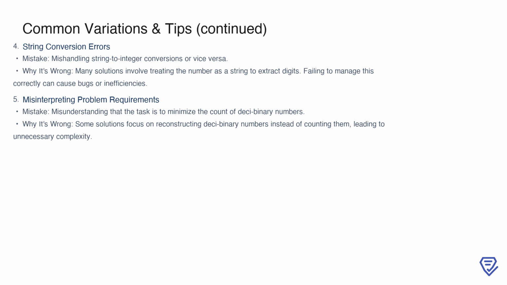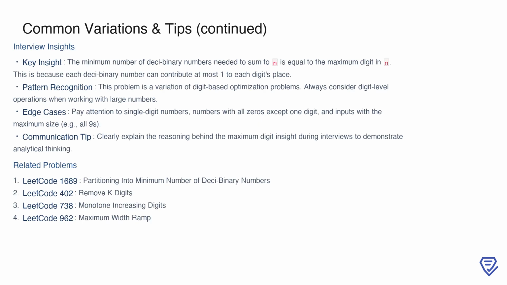Additionally, some people misinterpret the problem's requirements. The goal here isn't to reconstruct the Deci-Binary numbers themselves, but instead to figure out the minimum count of such numbers required. Focusing on reconstruction rather than counting creates unnecessary complexity and often leads to solutions that are harder to implement and less efficient. To tackle this problem effectively, there's a key insight to keep in mind: the minimum number of Deci-Binary numbers required is equal to the maximum digit in the number. This stems from the fact that each Deci-Binary number can only contribute at most 1 to each digit's place. Recognizing this simplifies the problem significantly.